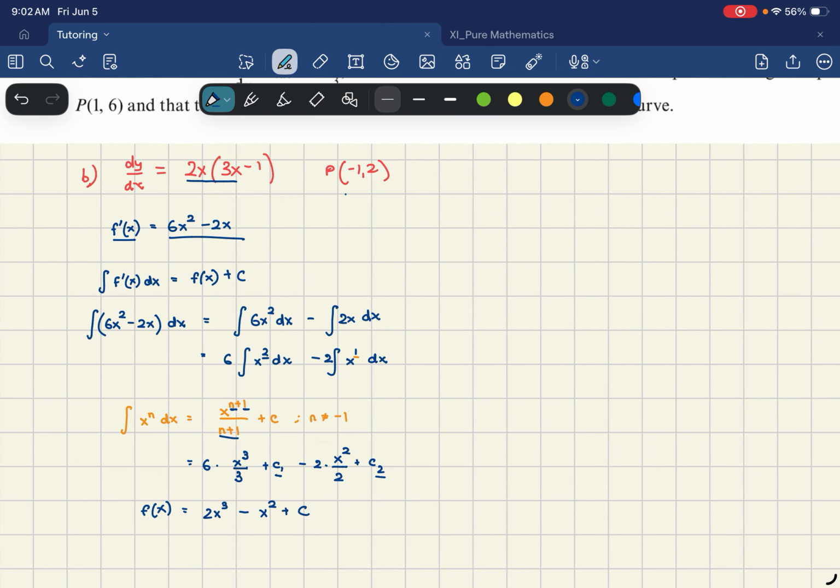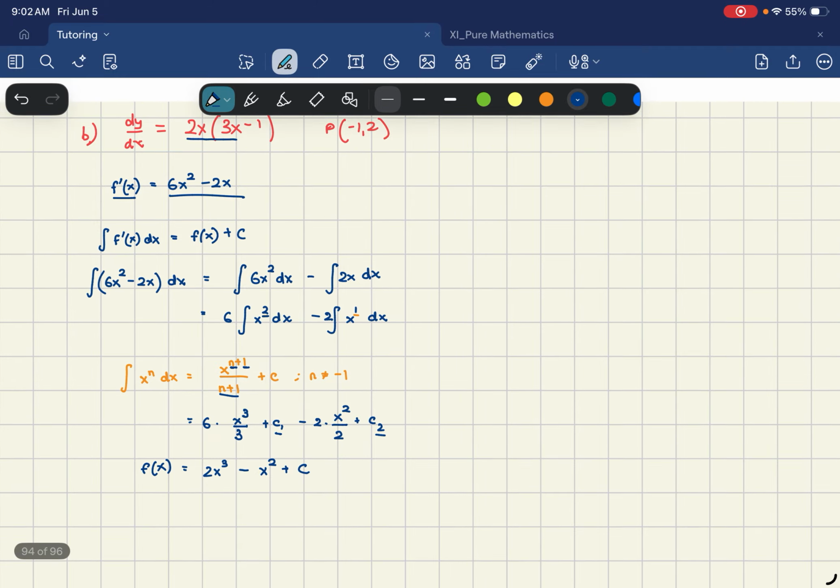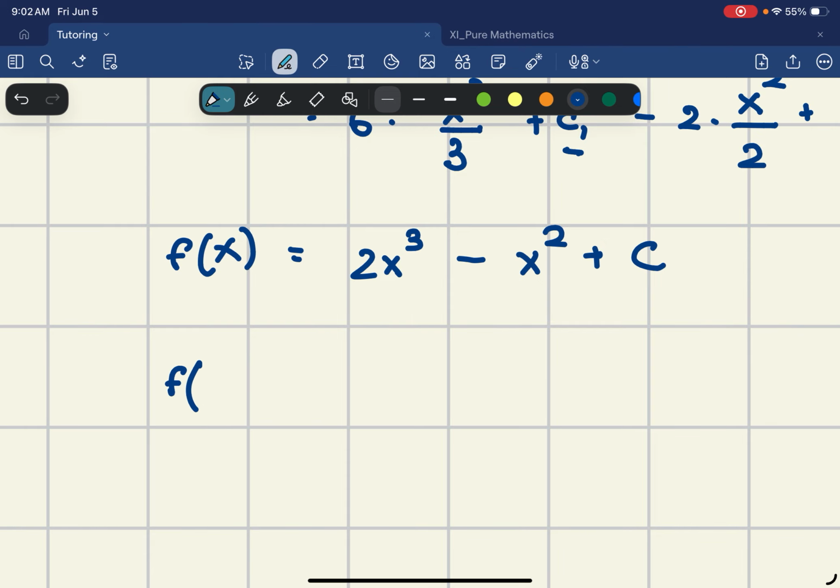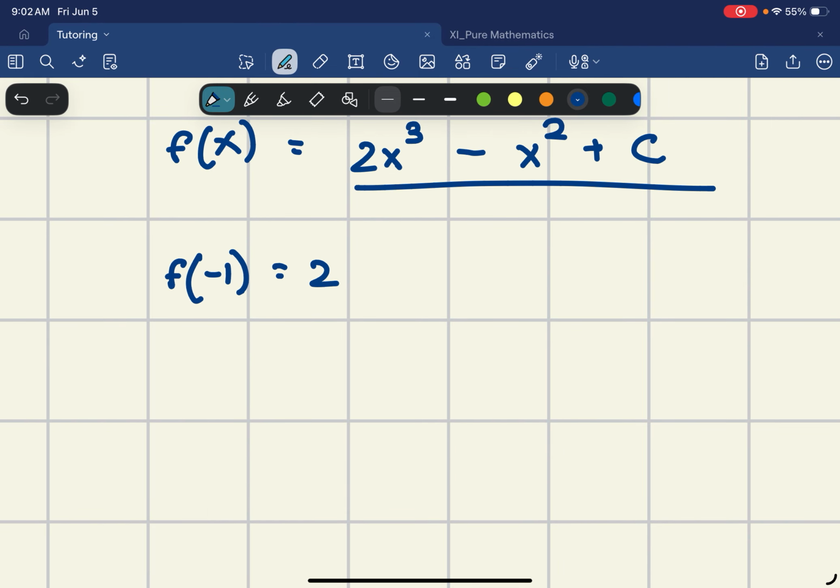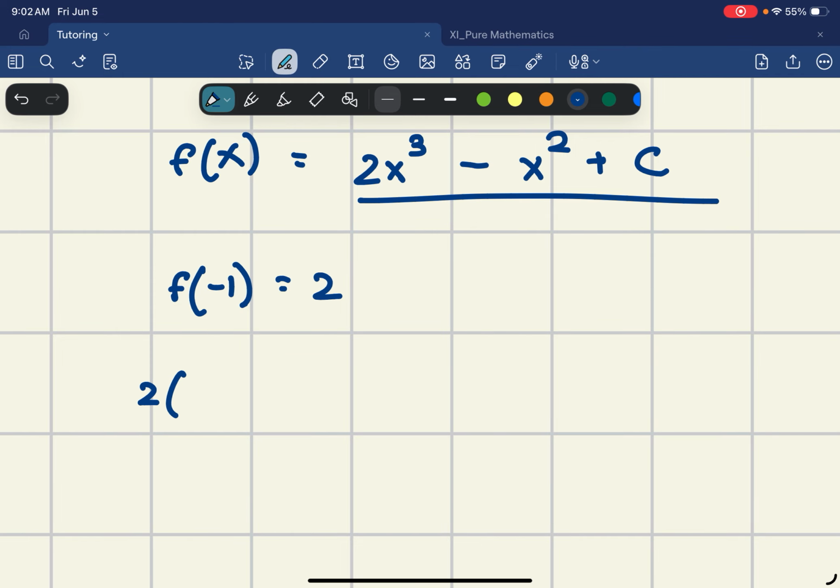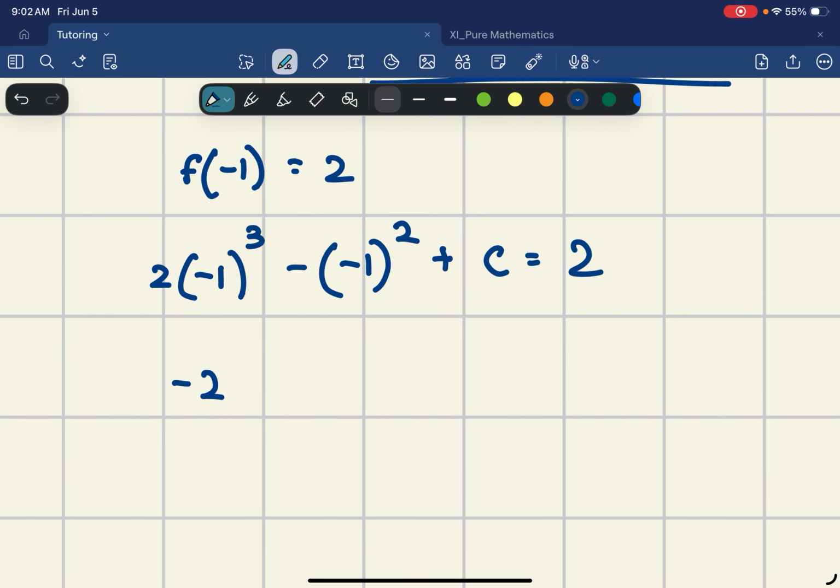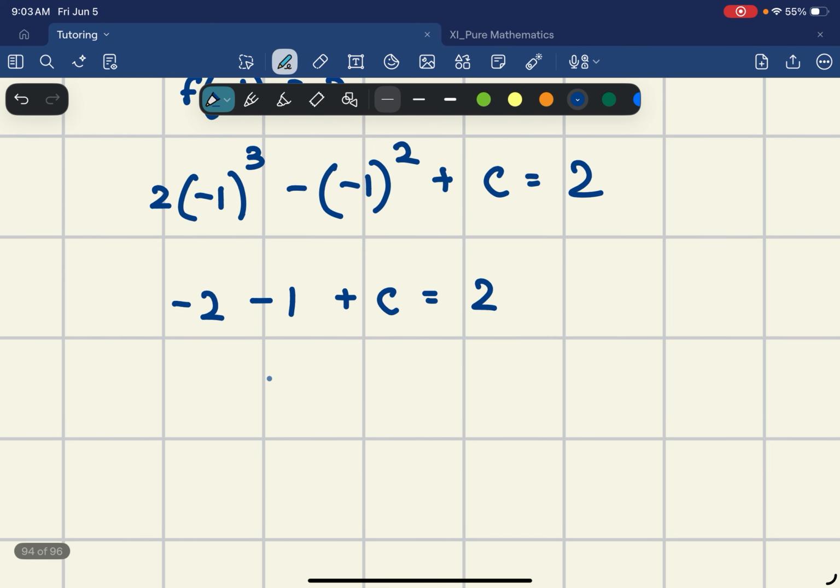Now we are given this point, minus 1 comma 2. So now we know that if x is minus 1, you substitute minus 1 here, you should get 2. So you substitute negative 1 into this expression. So you get 2 times minus 1 cubed minus minus 1 squared plus c should be equal to 2, right? So this gives you negative 2 minus 1 plus c is equal to 2. And if you simplify everything, you get c is equal to 5.